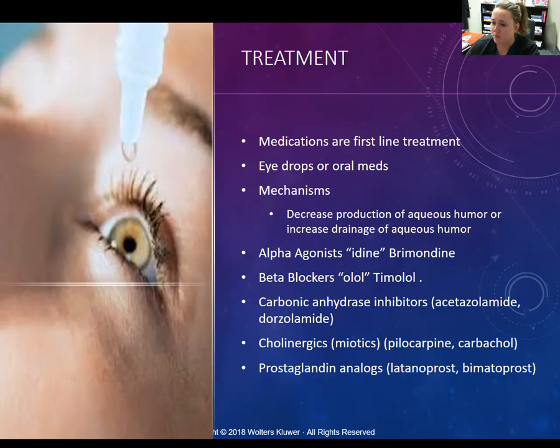And then we have carbonic anhydrase inhibitors. Those decrease the aqueous humor production, and they're diuretics that can inhibit carbonic acid production. And these are contraindicated in patients with sulfa allergies.